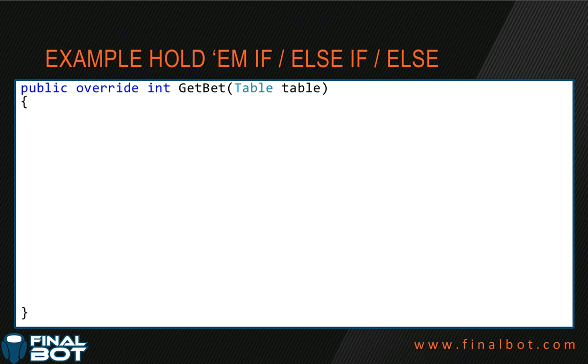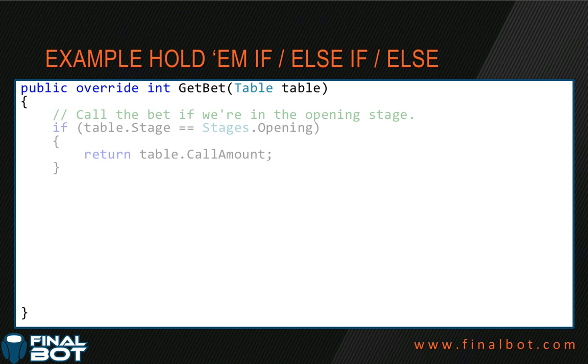Now since this first competition we're focusing on is the Hold 'em competition, let's take a look at how we might use that within a sample get bet. Now this isn't really a reflection on strategy, it's more to illustrate the use of the if, else if, and else statements. Let's say we started off and we said if the table's stage was the opening stage, meaning that we only have our private cards, we don't know what the community cards are yet, and we obviously have no other information about other users besides potentially what their bets were, we could just decide we're going to call. And we would return the table's call amount property. The call amount property simply says this is the minimum number of chips we would have to bet in order to call the current hand.